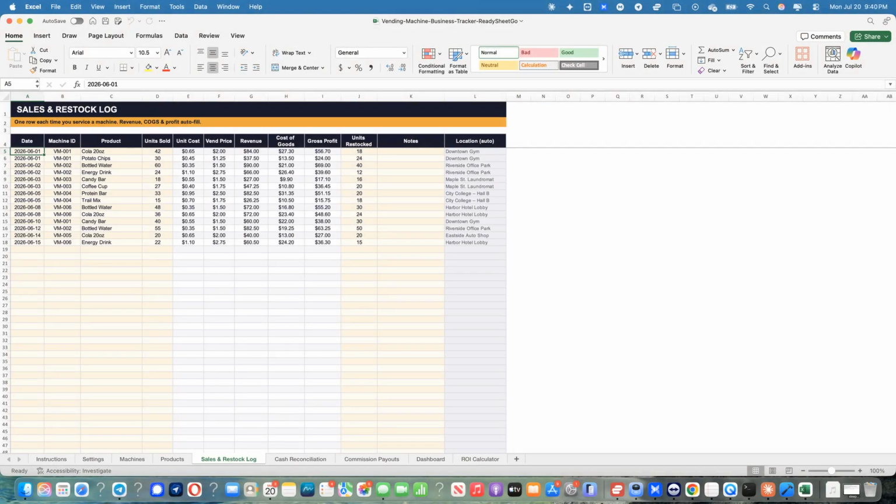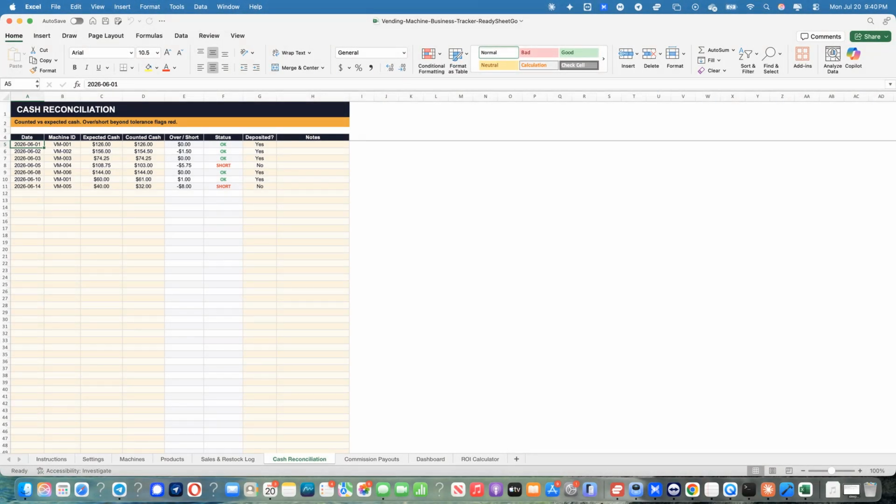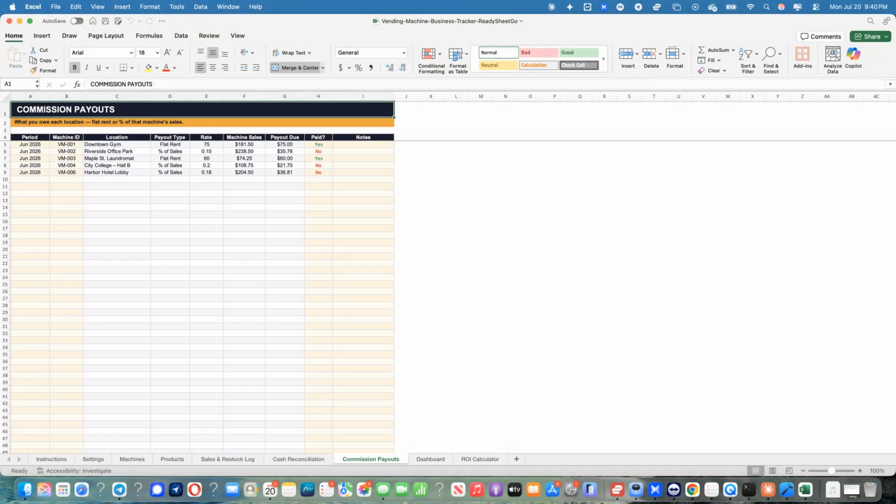The sales and restock log is the working tab. Every restock visit by machine and product with revenue and cost worked out for you. Cash reconciliation matches the cash you actually collected against what the machine says it sold, which is how you catch a jam, a miscount, or shrinkage.